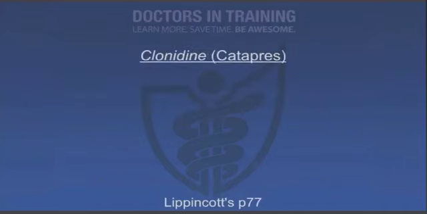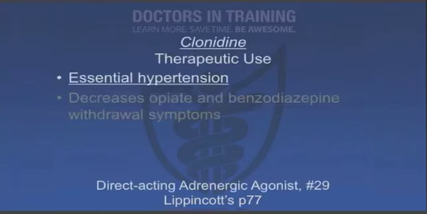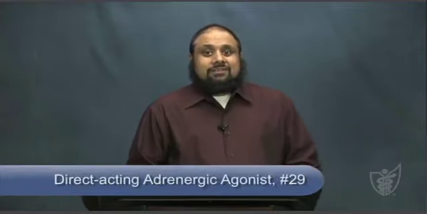Another drug that we've discussed earlier, and bears mentioning at this point, is the direct-acting adrenergic agonist clonidine. Clonidine primarily has its effects on alpha-2 receptors, and so it's used a lot in essential hypertension to decrease blood pressure. Most of this action occurs in the central nervous system.